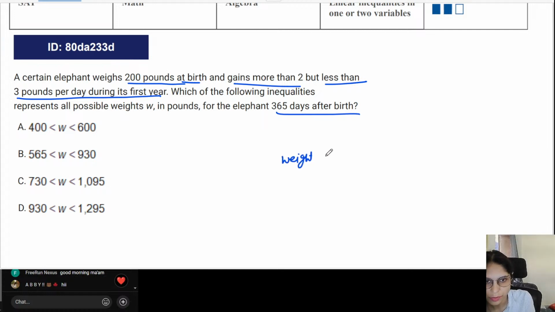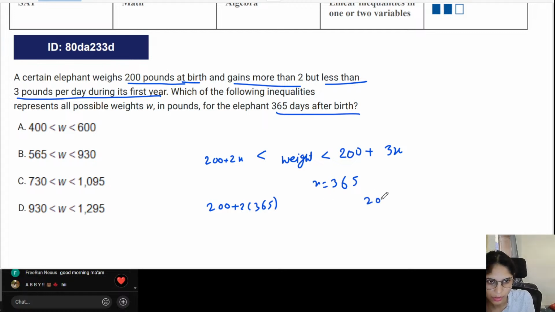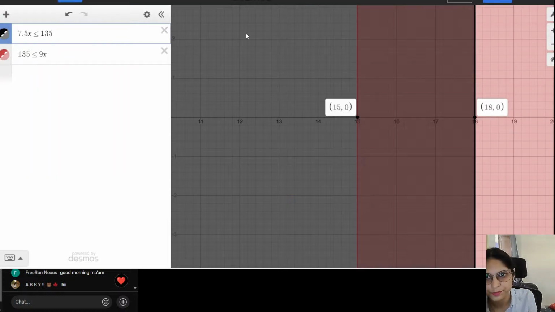So it is 200 at birth, but the weight has to be less than 200 plus 3x. X is the number of days because it is less than 3. And it has to be greater than 200 plus 2x. And the value of x is 365. So basically we're just finding 200 plus 2 times 365 and 200 plus 3 times 365. That is going to be your all possible weights.